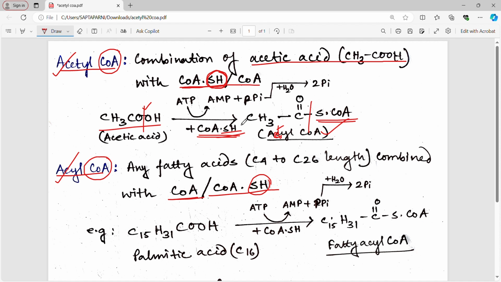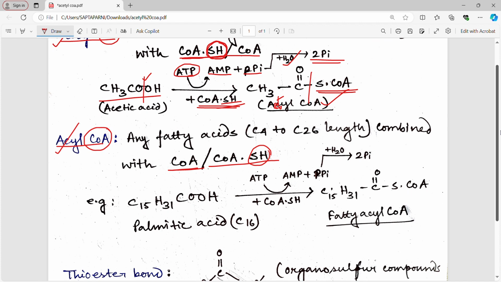Okay, and in this reaction one molecule of ATP is needed, which breaks down into AMP and pyrophosphate. This pyrophosphate again gets broken down into 2 inorganic phosphate when it reacts with water. Okay, so that is how acetyl CoA is formed.